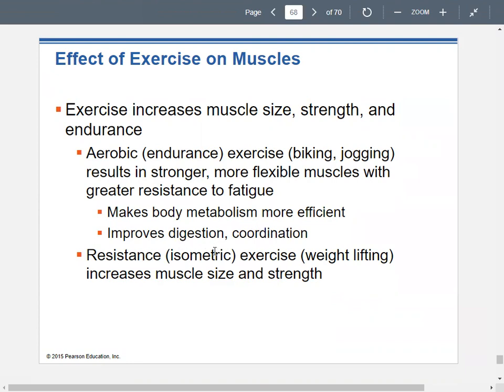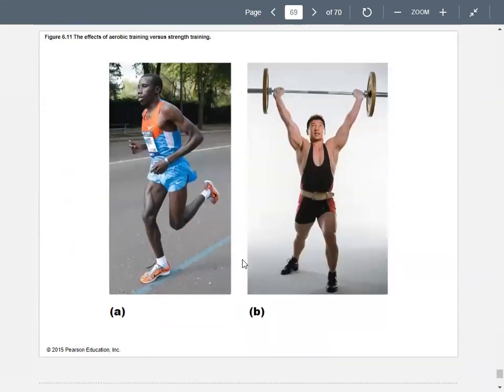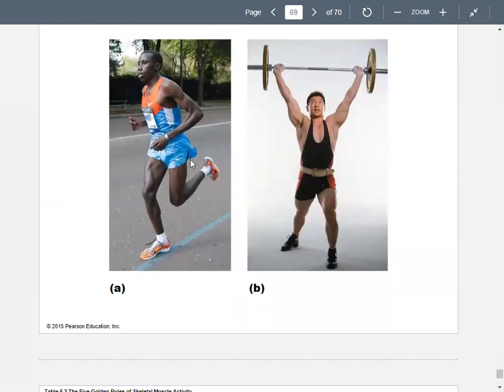Now, resistance or isometric exercise like weightlifting is going to increase the size and the strength of your muscles, right? So both have value, but they do different things, right? So aerobic is more for endurance, isometric is more for size and strength. All right, so you can see the difference there. So you can look at the difference between this person's muscles and that person's muscles, right? Because this person is doing endurance, aerobic exercise, this person does isometric exercise, right? And then the body adjusts.